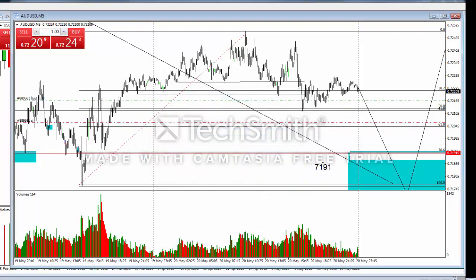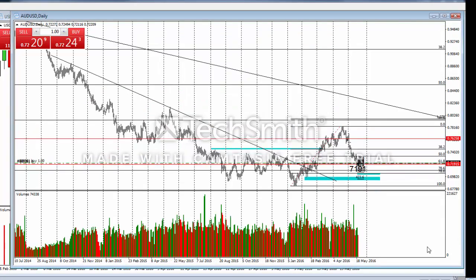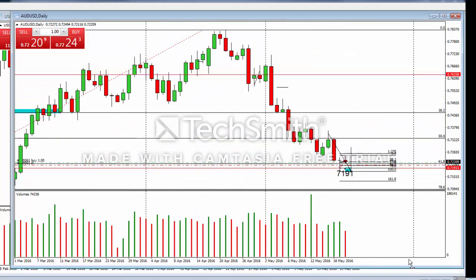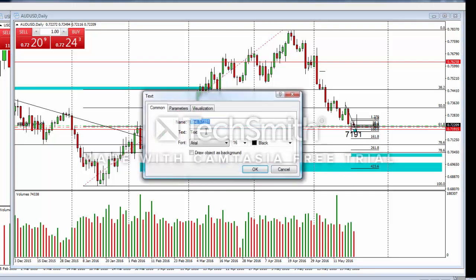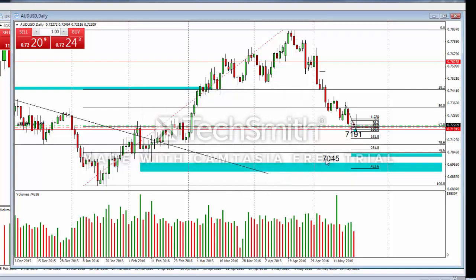That's going to be our first trade, and then second trade, unlikely that we'll get there, but you never know, is going to be down at the 7045. Those are your two areas for longs on the Aussie dollar.